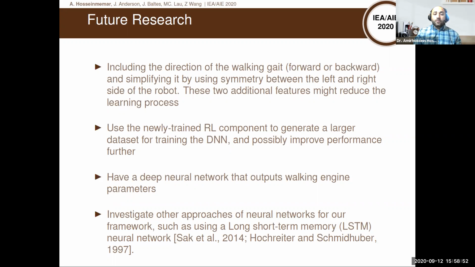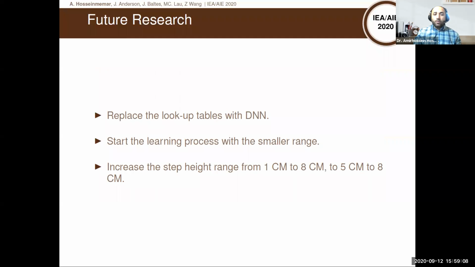Have a deep neural network that outputs walking engine parameters. Investigate other approaches of neural network for our framework, such as using a long short-term memory neural network. Replace the lookup table with a deep neural network. Start the learning process with smaller ranges. Increase the step height range from 1 centimeter to 8 centimeter to 5 centimeter to 8 centimeter.